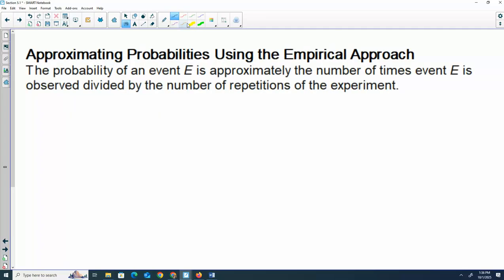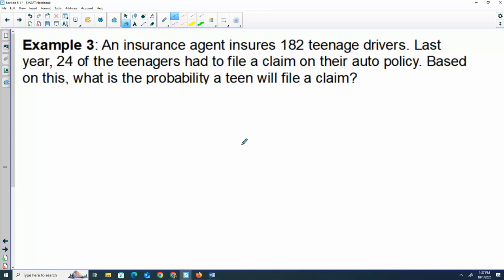The empirical approach is what we see happen. The number of times it's observed divided by the number of repetitions. My 70% there, that's the empirical approach. I flipped my coin, I got 7 heads out of 10, so 70%. So empirical is what actually happened in our situation.